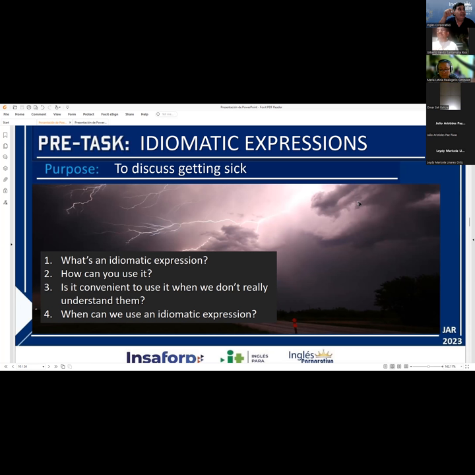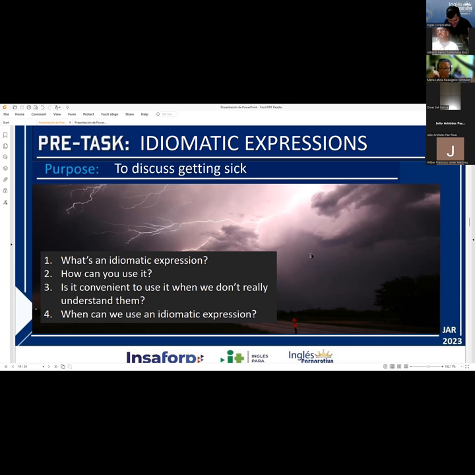Literally, you see cats and dogs coming down? No. Yes. That is raining very hard. Oh, the last Sunday. Last Monday. Right? Monday. Yeah. It was raining very hard. So it was raining cats and dogs. It's an idiomatic expression.